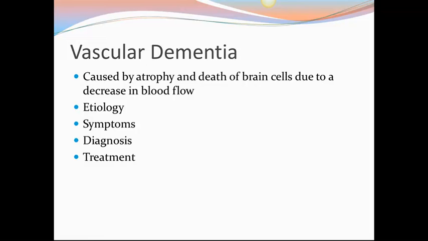Vascular dementia is caused by atrophy and death of brain cells due to a decrease in blood flow. Oftentimes the etiology is atherosclerosis, and symptoms are changes in memory, personality, and judgment, irritability, depression, and sleeplessness. Diagnosis is usually done by an arteriogram, and treatment is vasodilators and carotid endarterectomy if this is the problem for the vascular dementia.